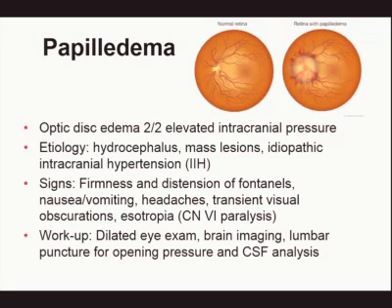Signs include a firmness or distension of the fontanelles, nausea, vomiting, headaches, transient visual obscurations, esotropia from a concomitant sixth nerve paralysis. You want to work them up with a dilated eye exam, then check brain imaging, then do a lumbar puncture for an opening pressure and make sure that they're positioned correctly for that opening pressure, and check the CSF.